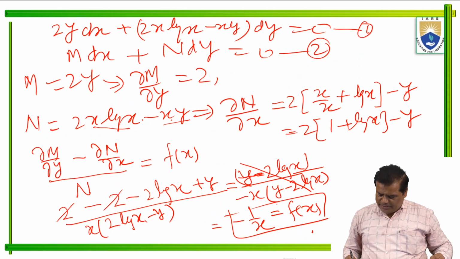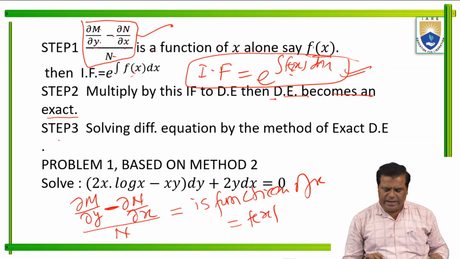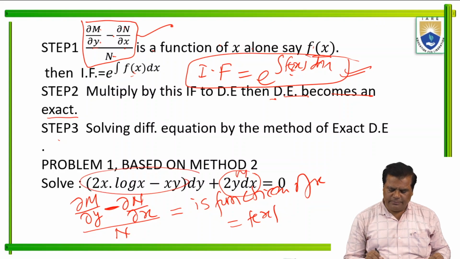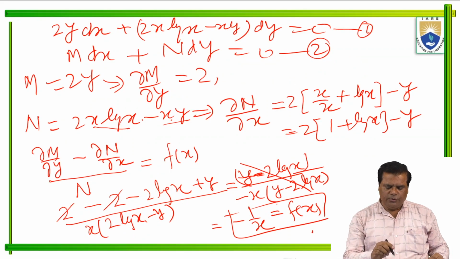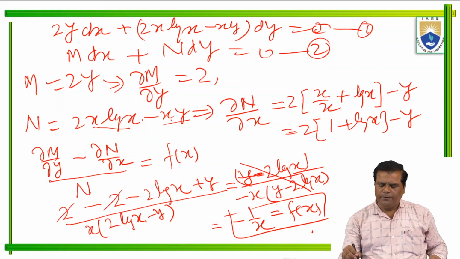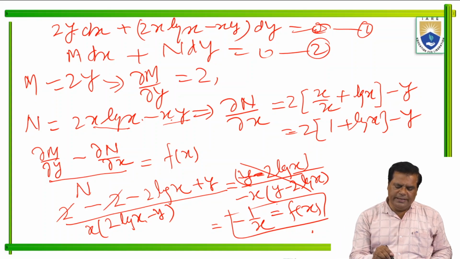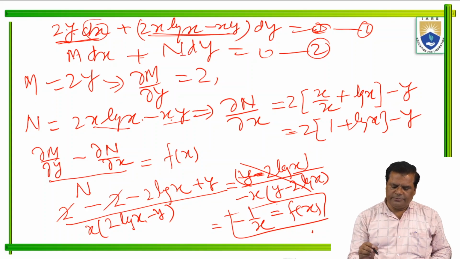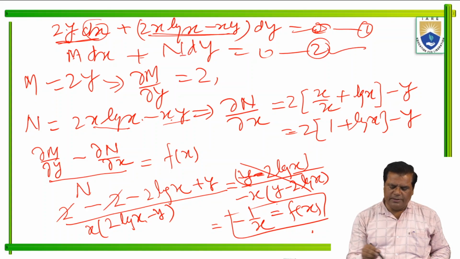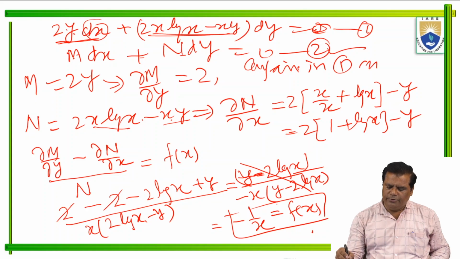Again, repeat this question here. Okay, the question is 2x log x minus xy dy and plus 2y dx. So this is the first term. This is M and this is N. So now we write this: 2y dx plus 2x log x minus xy dy equal to 0. So this is equation 1. Now here M dx plus N dy is the general equation. Comparing 1 and 2.